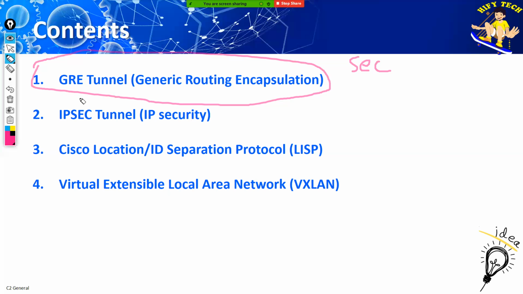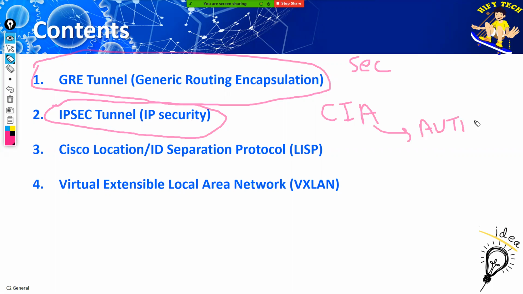So to overcome all those issues, another tunnel has been introduced, which is called the IPSEC tunnel. It has built-in CIA. A is authentication. It has built-in authentication, and the data is kept intact. There is integrity. We will discuss all these things in detail below.